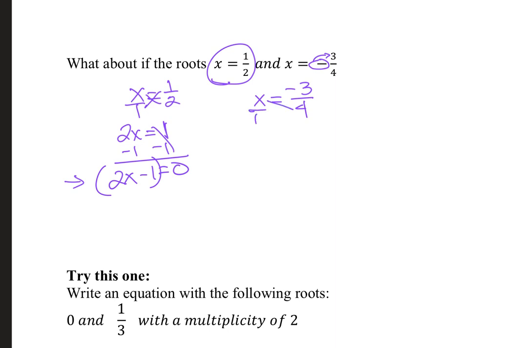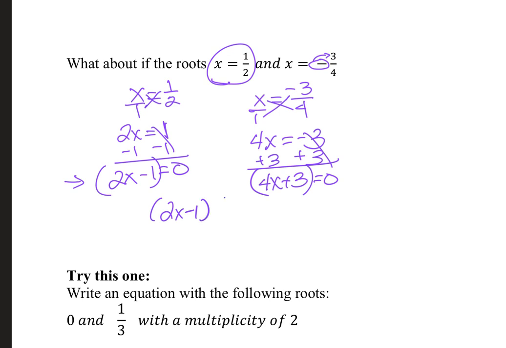So it's x times 4, which is 4x, and 1 times negative 3, which is negative 3. And then I bring this 3 to the other side. And I get 4x plus 3 equals 0. And that's my factor. So now my two factors are 2x minus 1 and 4x plus 3. And I have to multiply them.